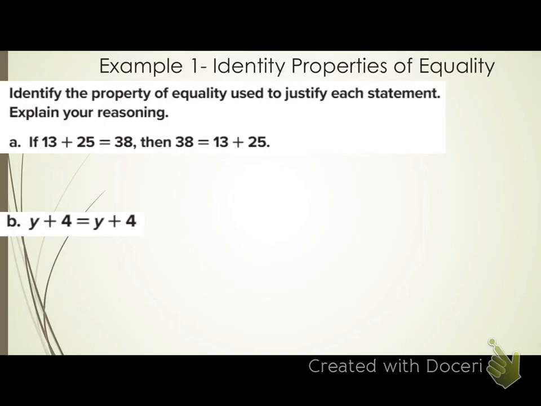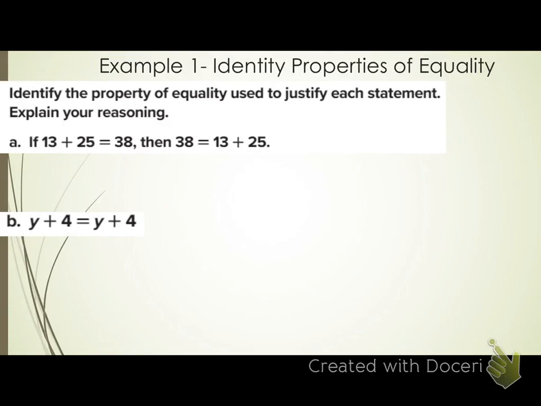So we got an example here. It's going to pertain to these previous three properties we just talked about. It says, identify the property of equality used to justify each statement. Explain your reasoning.